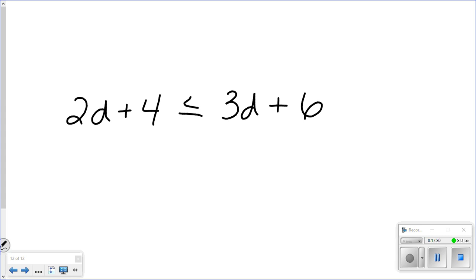Because you're always working with the variables first, and your goal is to get that variable by itself on one side. So you've got to work to move some things around.